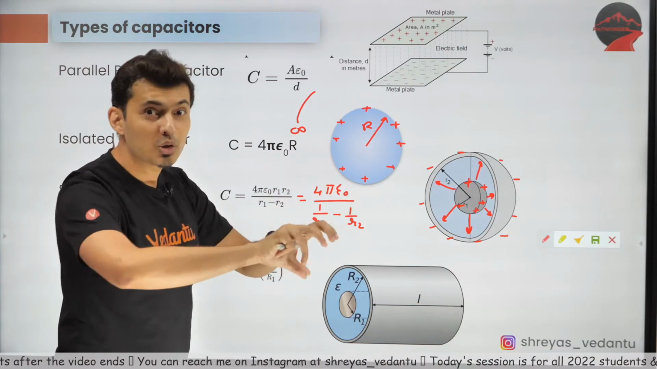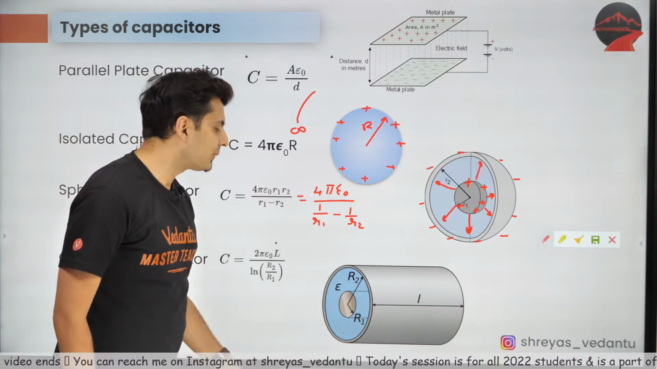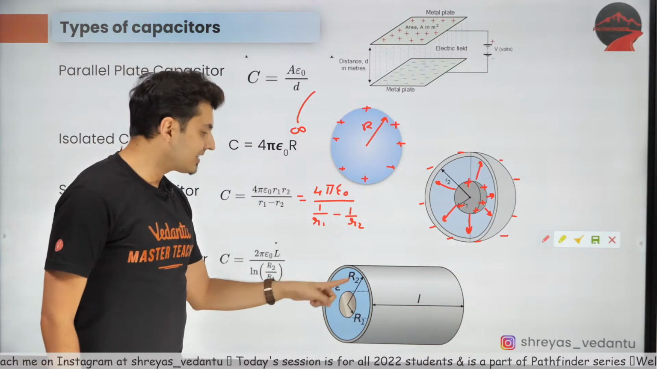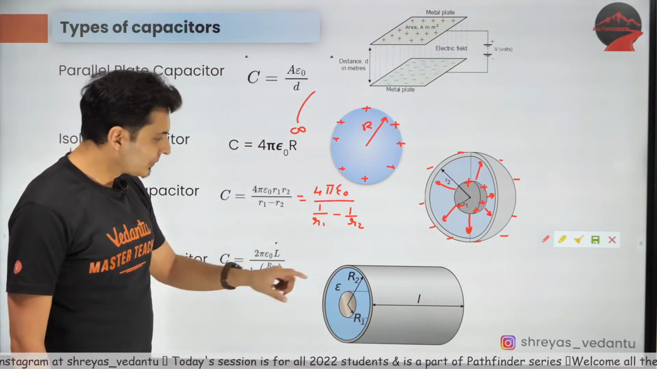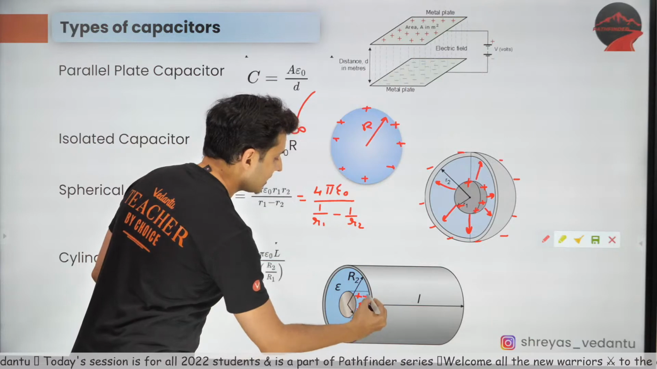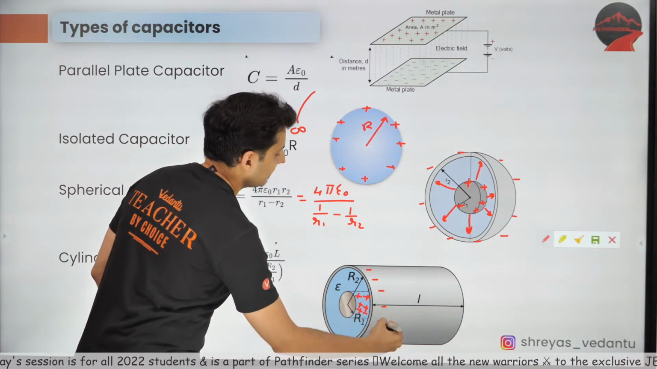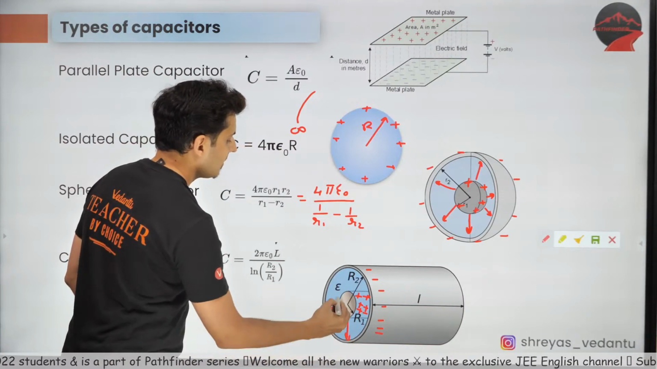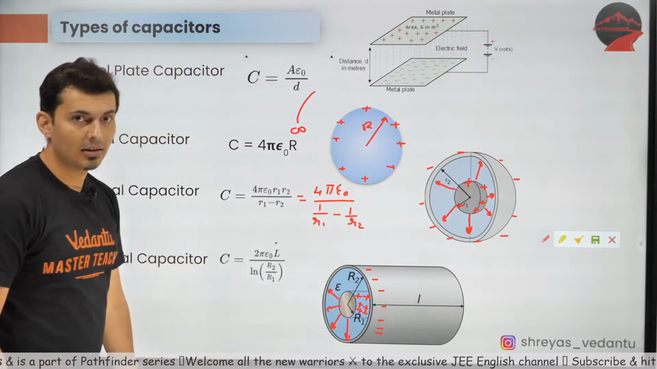So you think of Kaju Katli. This is the Kaju Katli capacitor. One cylinder is inside with radius r1, another cylinder is outside with radius r2. There is some gap between them. If the inner cylinder is positively charged, then the outer cylinder will be negatively charged, and you can see that there will be a field between the plates of the capacitor.